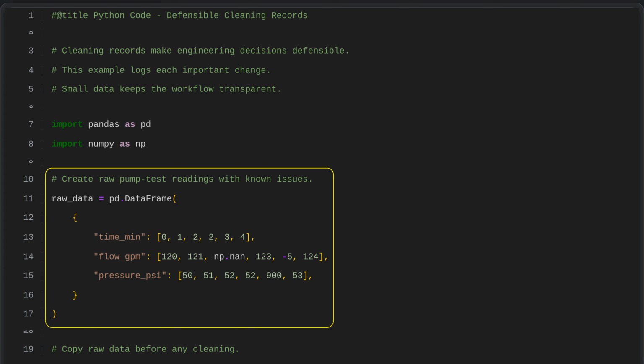A Pandas data frame is created to hold raw pump test readings for time, flow, and pressure. The data intentionally includes common problems, such as a duplicate time entry, a missing flow value, an unrealistic negative flow, and an unusually high pressure reading. These issues are included so the script can later demonstrate basic data cleaning techniques.